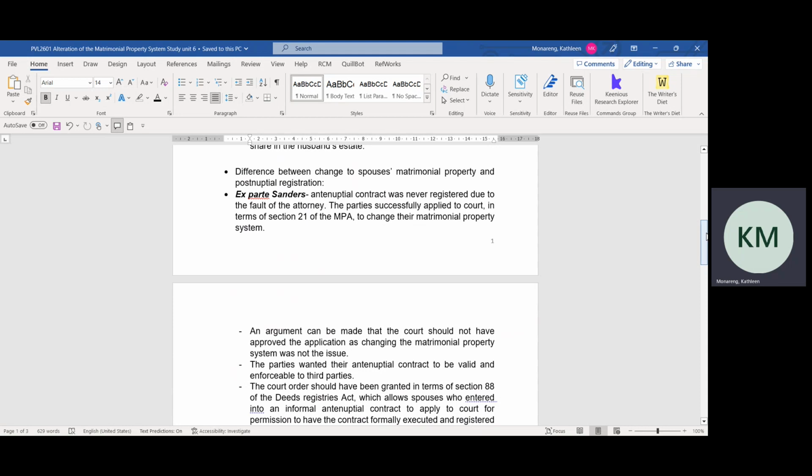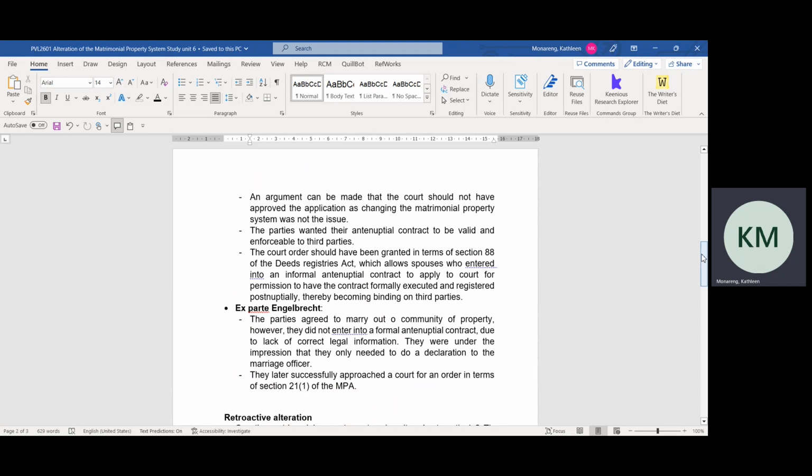So basically here, the argument is, if the antenuptial contract was not registered at the deeds office, when the parties bring a High Court application, that application cannot be deemed to be a change of the matrimonial property system, because the parties had entered into an antenuptial contract, and the only thing that they needed was permission from court to have it registered late. In other words, registered after they had gotten married. From the onset, it was never their intention to get married in community of property.